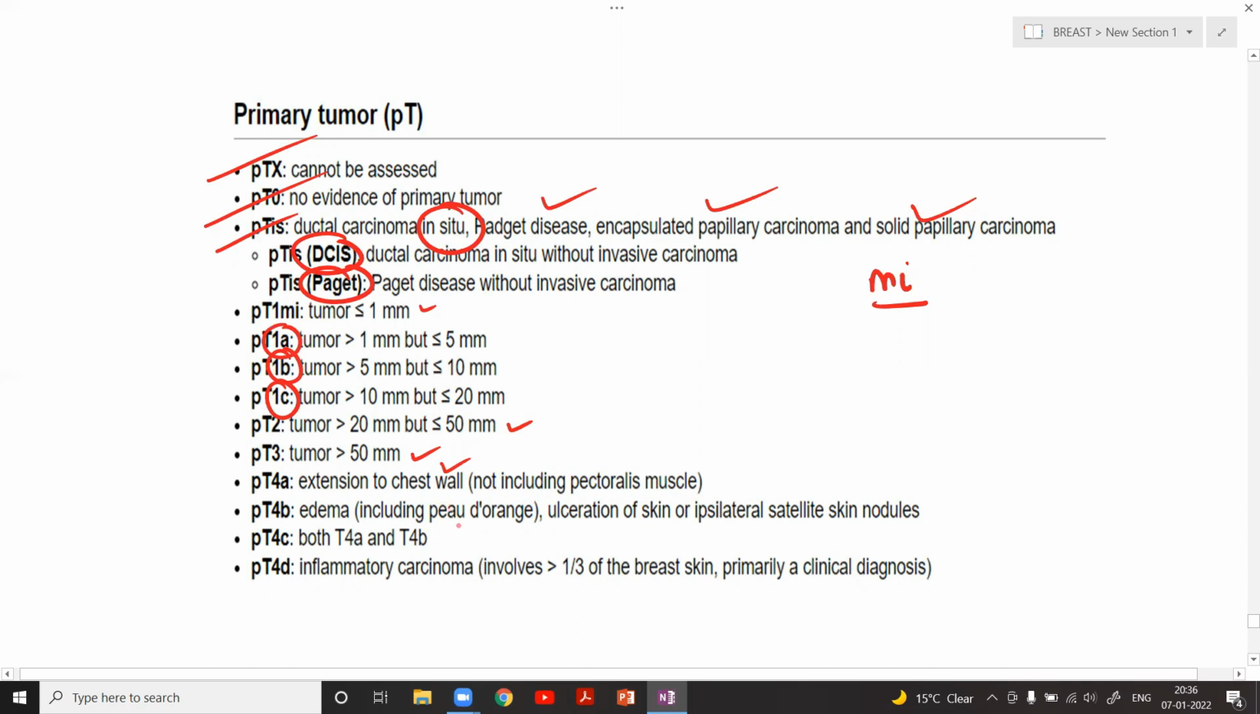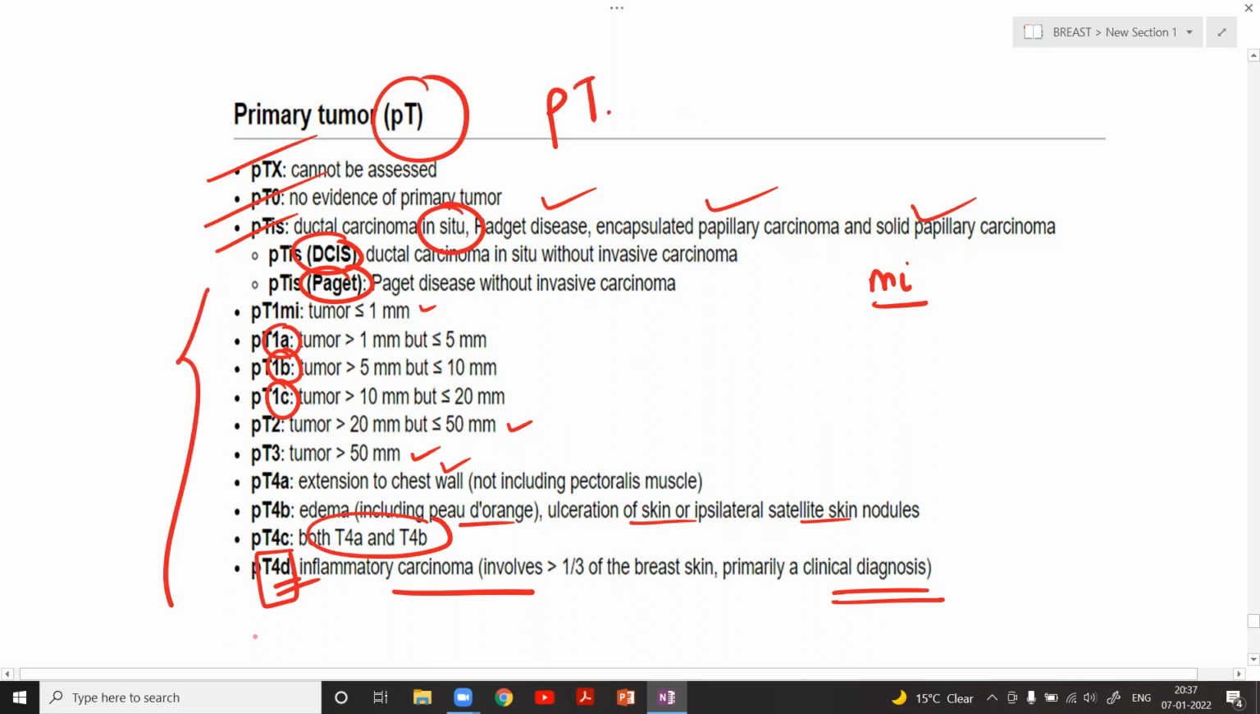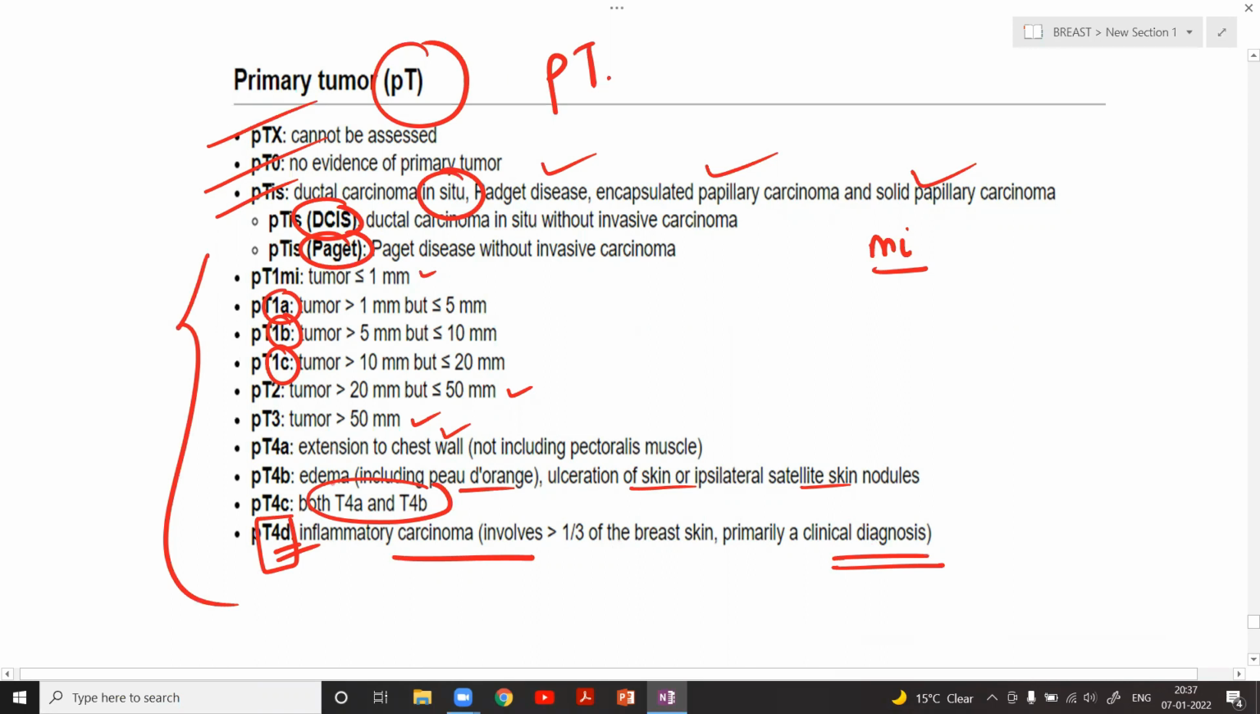If it is causing peau d'orange appearance, ulceration of the skin, or satellite skin nodules, it is T4b. A and B together is called T4c. And if inflammatory carcinoma is there, I said C, I think I said wrong, it is T4d. That is inflammatory carcinoma, a clinical diagnosis. Now remember, this is your pathological staging, pT. There is also clinical staging, and this part is completely similar to the pathological staging of the tumor, the T staging.